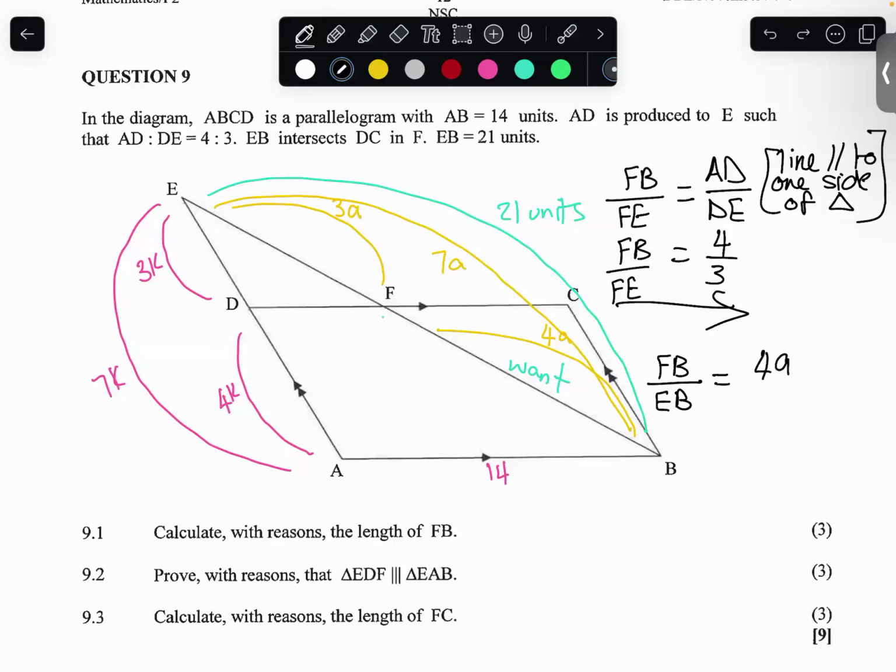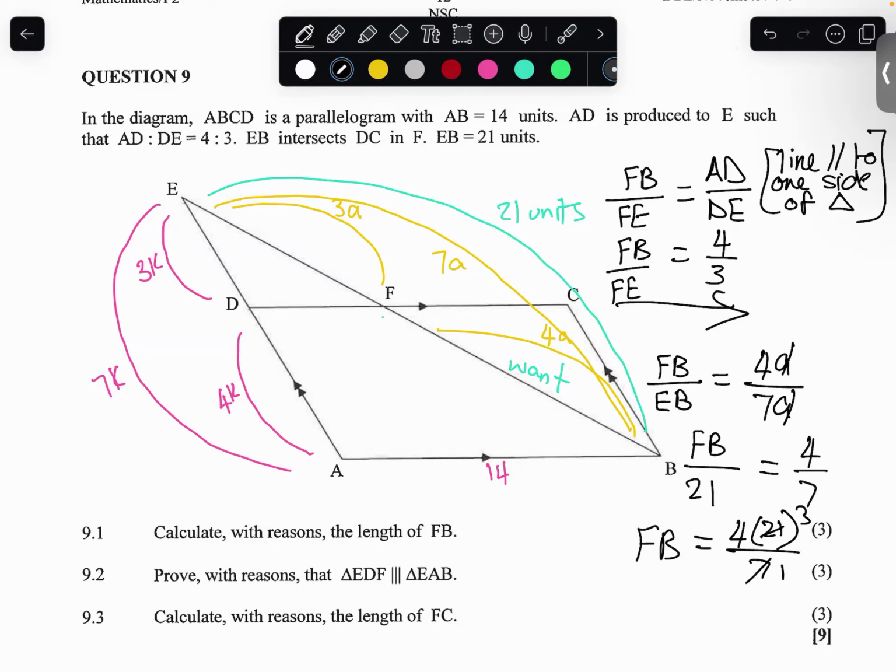Ratio on the other side, right? That's 7A, right? And then you fill in FB, what we're looking for, over EB, which is 21. These A's cancel, so you're left with 4 over 7. And then you cross multiply and you solve for FB. FB is equal to 4 times 21 all over 7. That goes there once, that goes there 3 times. 3 times 4 is 12. Or you just put the whole thing in on the calculator. So FB is equal to 12. All right, so FB is 12.